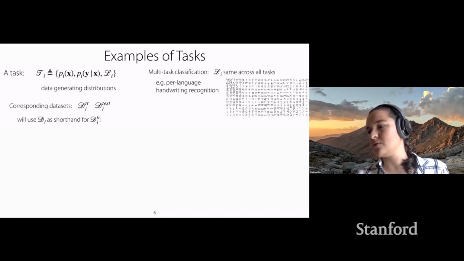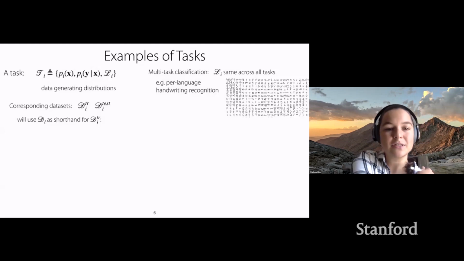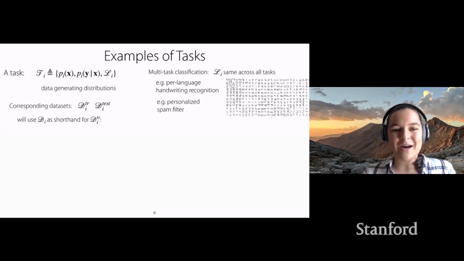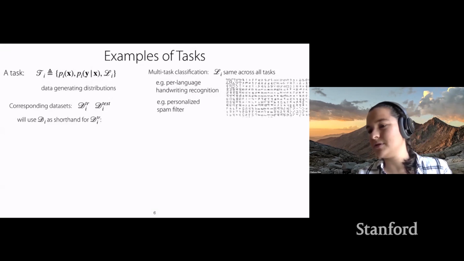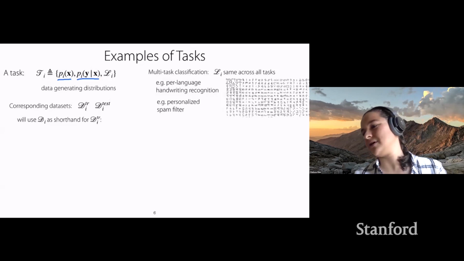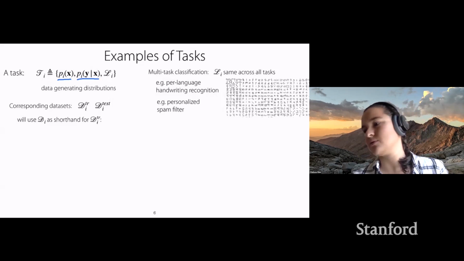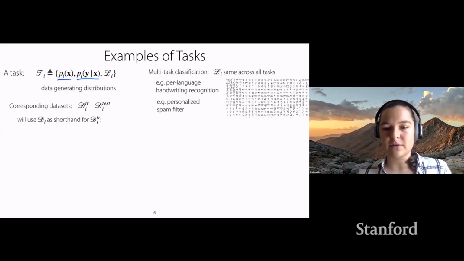Some examples of this: maybe you want to recognize handwritten characters for different languages, where different languages correspond to different tasks. Or maybe you want a spam filter, where different tasks correspond to different users. In both of these settings, the distribution over x and the distribution over y given x are going to be different for different tasks, because different users have different kinds of emails, and different languages write characters in different ways. But what will be the same across tasks is the loss function. So this is one example of a multitask learning problem.